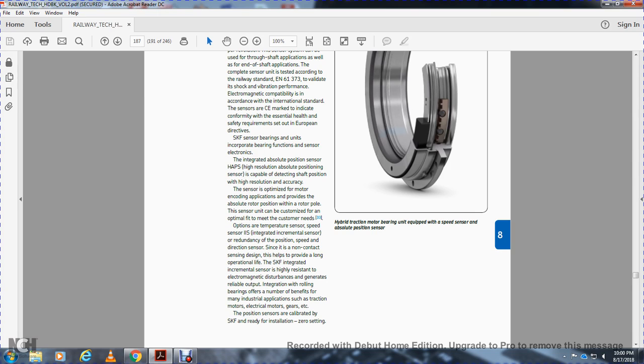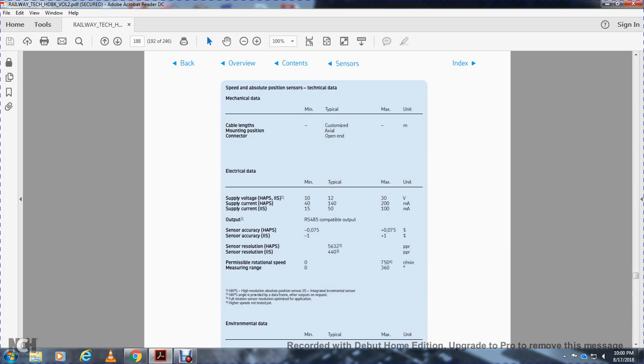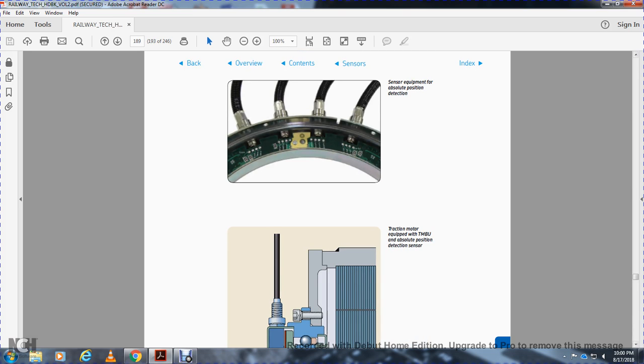The position sensor is calibrated for SKF ready installation. The hybrid traction motor that we use is equipped with the speed sensor and absolute position sensor. The traction motor is built with the bearing unit for absolute position detection.